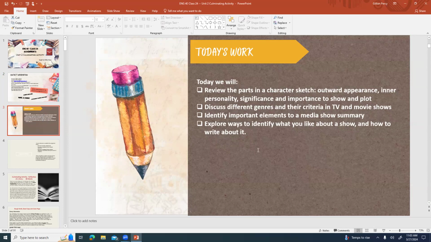Okay, today we're going to review the parts in a character sketch: the outward appearance, the inner personality, and significance and importance to show in plot, and discuss different genres. Oh, we kind of did this already. Identify important elements. We're basically going to be looking at how to write not a paragraph, but like a 5-paragraph essay on the novel we just read.